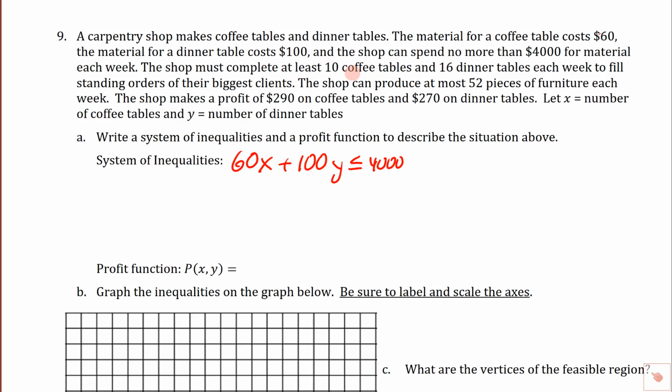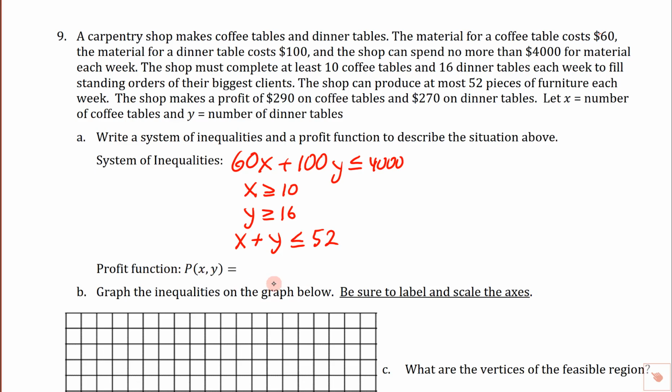The shop must complete at least 10 coffee tables. The coffee tables is X, so they've got to complete at least 10. So the number of coffee tables has to be greater than or equal to 10. And the number of dinner tables, that's Y, has to be greater than or equal to 16. And then we get into this last one. It says the shop can produce at most 52 pieces of furniture. Now, that's a little bit tricky depending on how you're reading it. If they're making furniture, they're only making two things, and they can't make more than 52 pieces altogether. So we would take the number of coffee tables, add it to the number of dinner tables, and that can't add up to be more than 52. So it's going to be x plus y is less than or equal to 52.